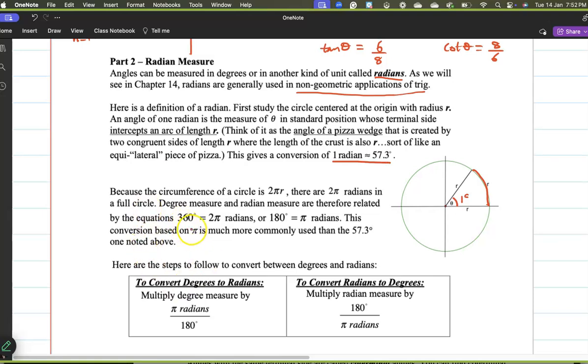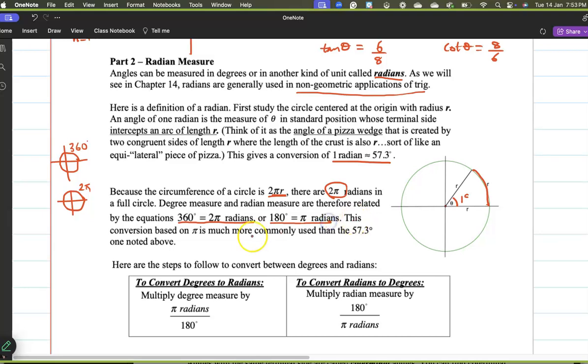So you need to remember that 360 degrees is 2 pi radians. When you had a full circle, we said it was 360 degrees. But if you're thinking in radians, the full circle is 2 pi radians. Remember, circumference is 2 pi r. So if you divide both sides by 2, 180 degrees is pi radians.